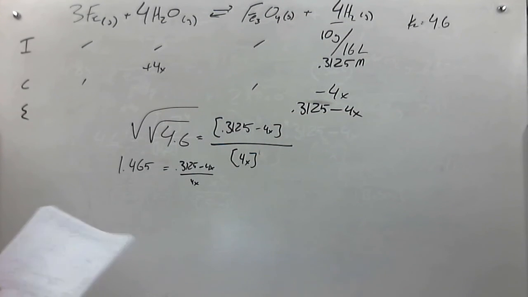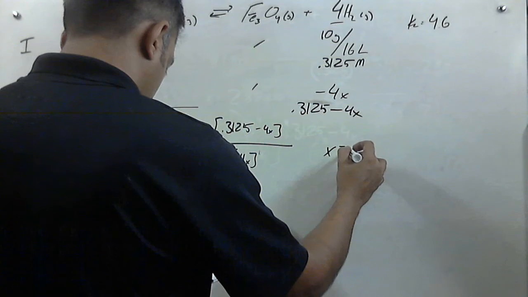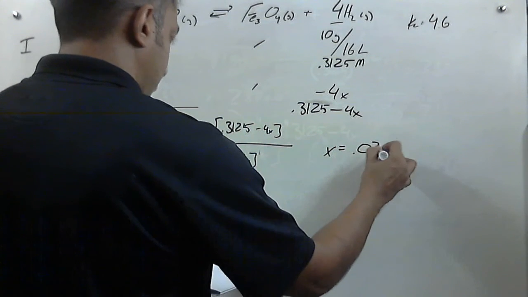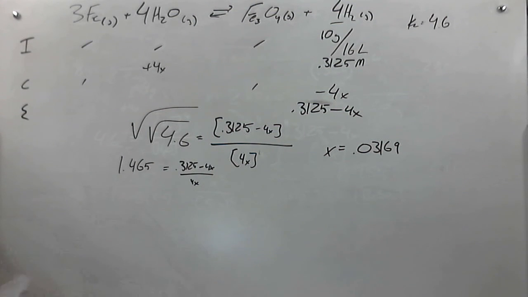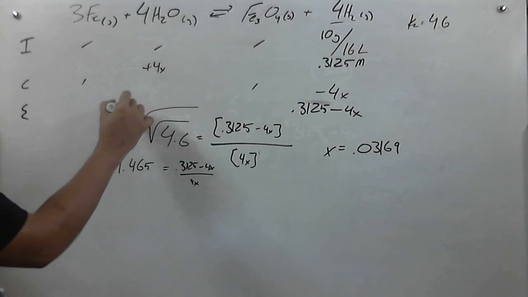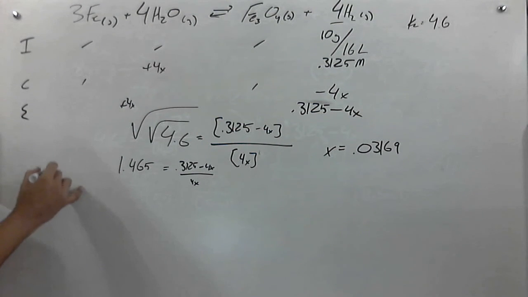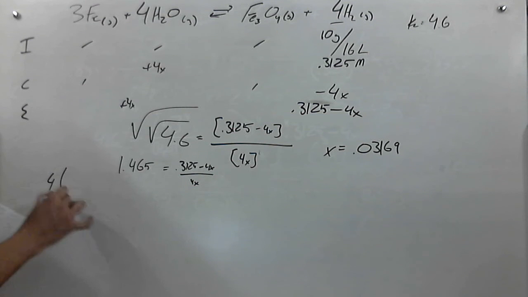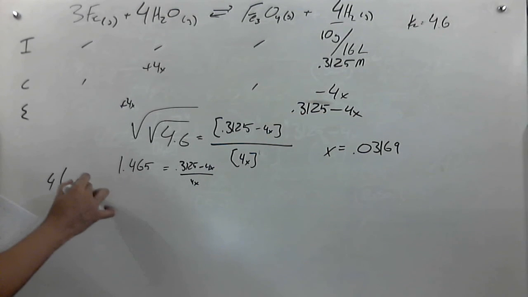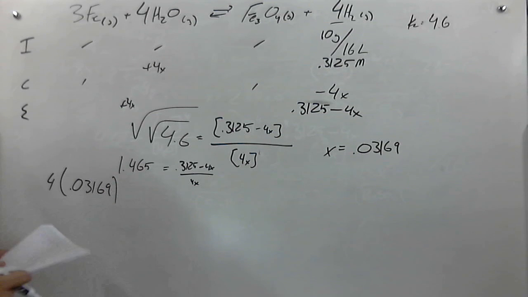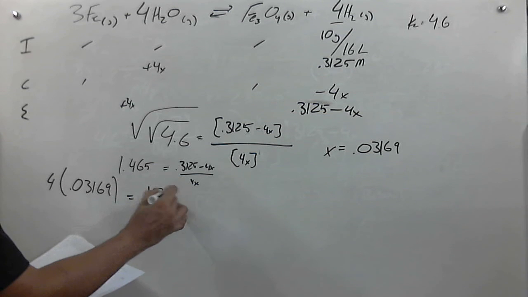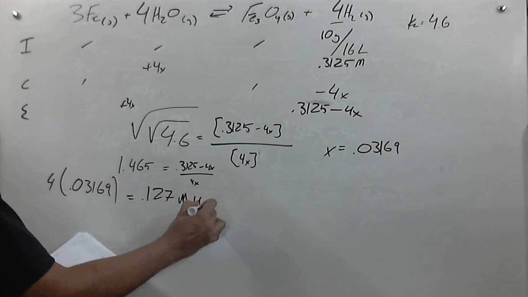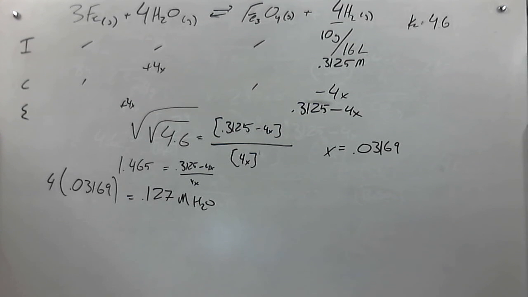So let's go ahead and solve for x. When all is said and done, our x will equal 0.03169. If we know our value of x and we know our equilibrium here was plus 4x, then we know our water must be 4 times our x, 0.03169. So let's go ahead and do that. 4 times that is going to be 1.127 molar H2O at equilibrium. That's going to be our answer for number 19.